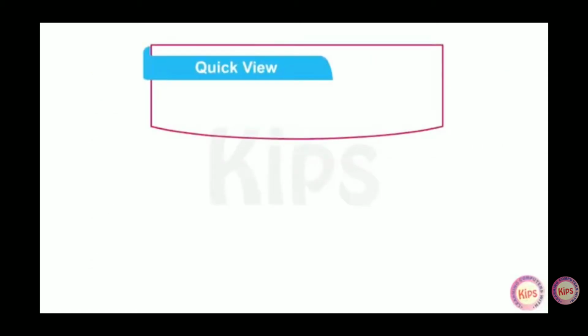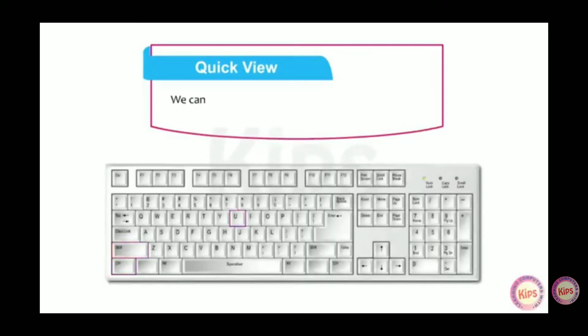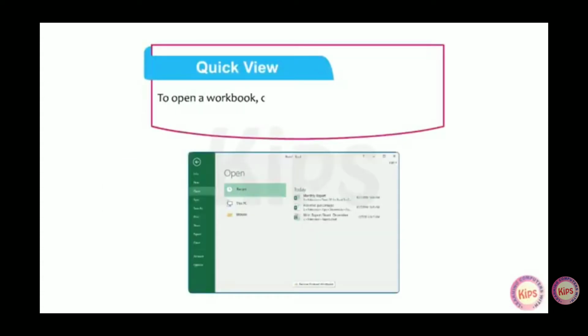Let me share a few interesting shortcuts with you. We can expand or collapse the formula bar by using Control plus Shift plus U key combination. To open a workbook, click on the Open option on the File tab menu or press Ctrl plus O key combination.